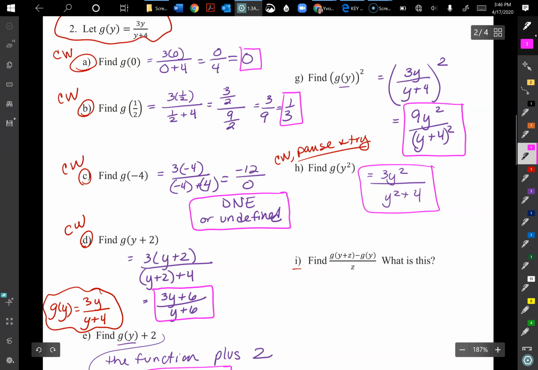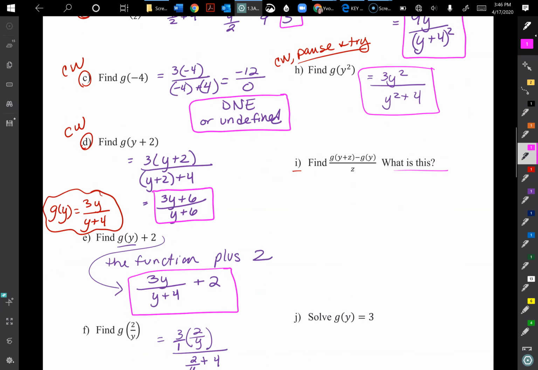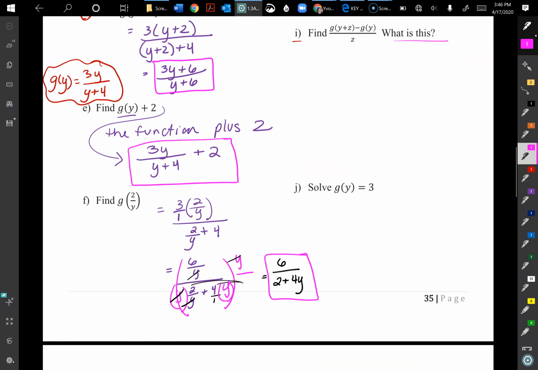Okay, don't try to just cancel terms with terms. We can't do that. So for I, find g of y plus z minus g of y all divided by z. And it says, what is this? Do you recognize that as anything specific? Think about that. I have the original, again, written right over here in red so we can reference it.